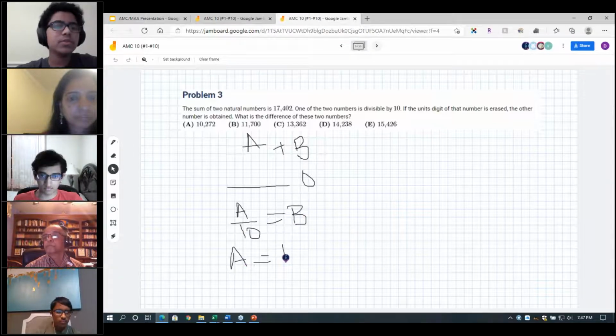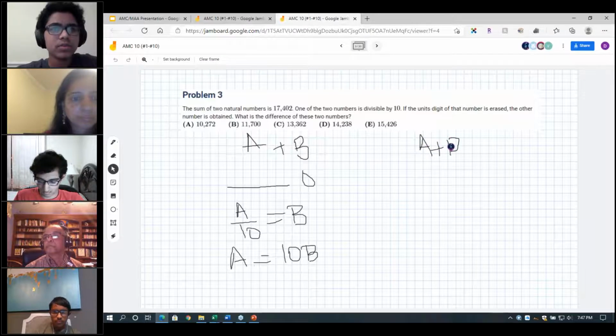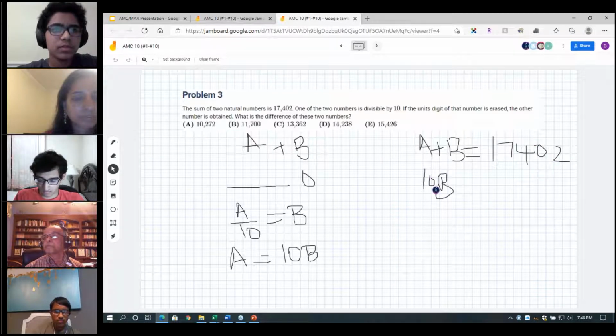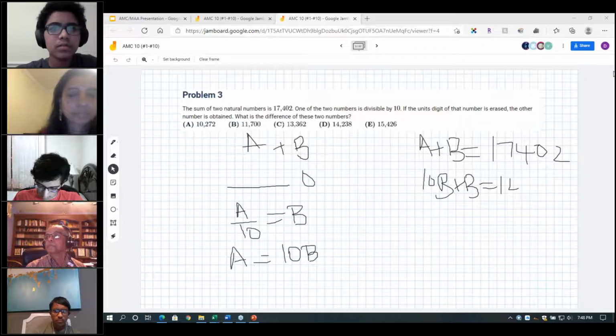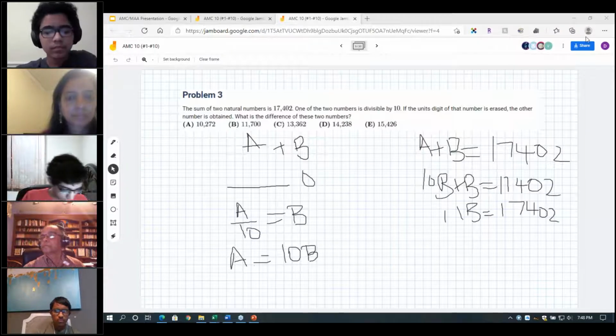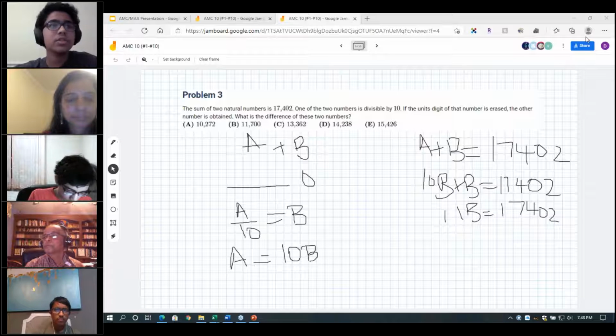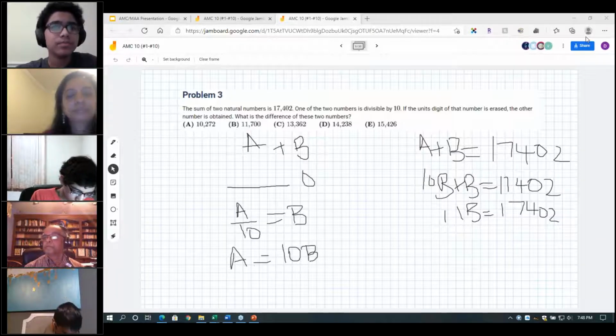We know that the sum of these two numbers, A plus B, equals 17,402. We can substitute the value of 10B here. So 10B plus B equals 17,402. So we get that 11B is 17,402, or that B is just 1582.